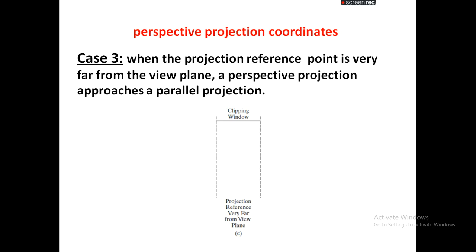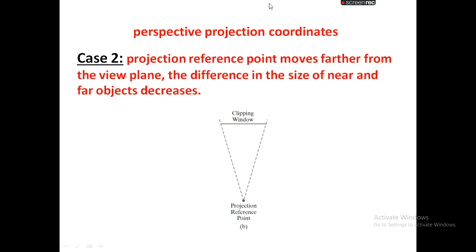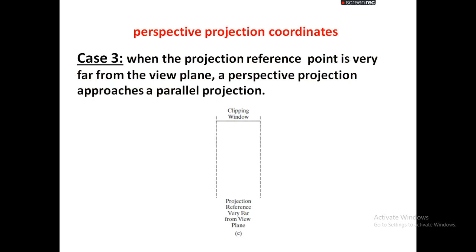Before going to the third case, see the second case only. In the second case, I kept the projection reference point at a distance of 2 meters from the view plane or from the clipping window. Then definitely the object size looks very small. If the object is near, it looks larger. If the object is far, it looks smaller like this. These are case 2. Case 3 diagram, you see that.